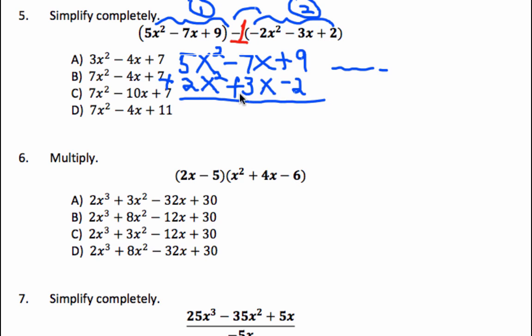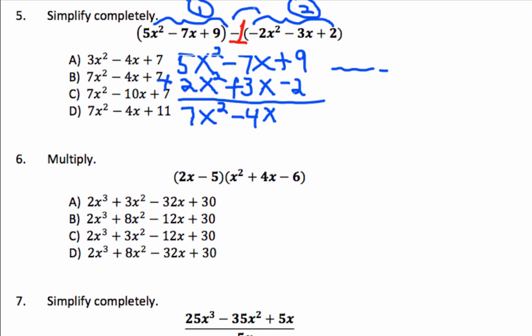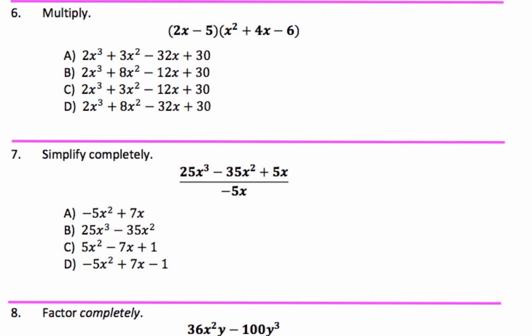Combining like terms, we get 7x squared minus 4x. And the reason for negative 4x is because the negatives went out by 4 plus 7. So the final answer is 7x squared minus 4x plus 7.